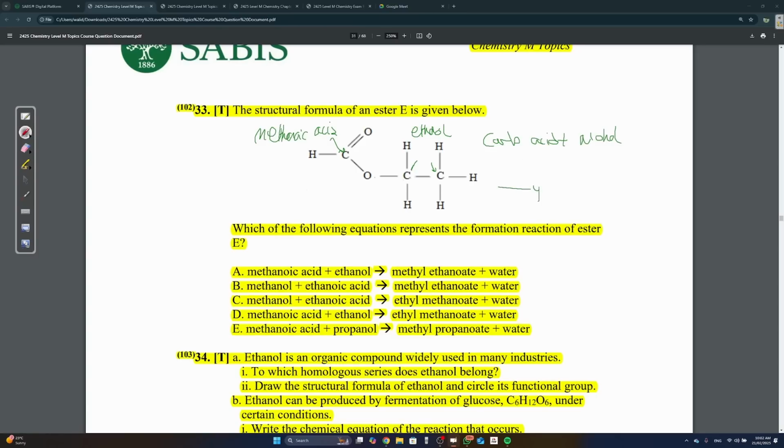Remember, for the ester, it's something-YL plus something-OATE, right? The YL, we get it from the alcohol. I always told you, the YL, you get it from the alcohol. What's the alcohol here? Ethyl, and then the OATE, you get it from the acid, so methanoate. So ethyl methanoate. So we pick D, okay?